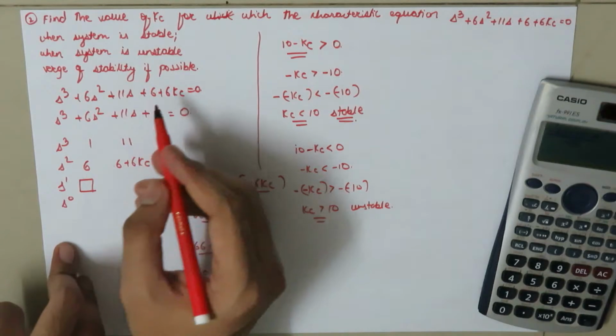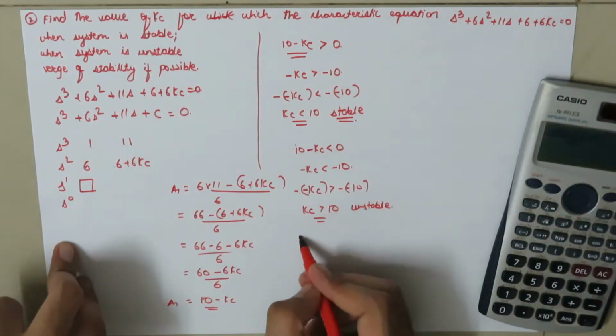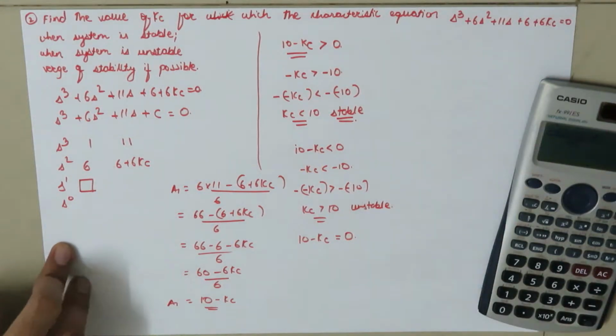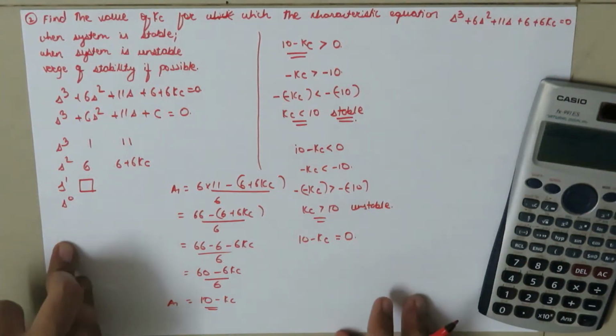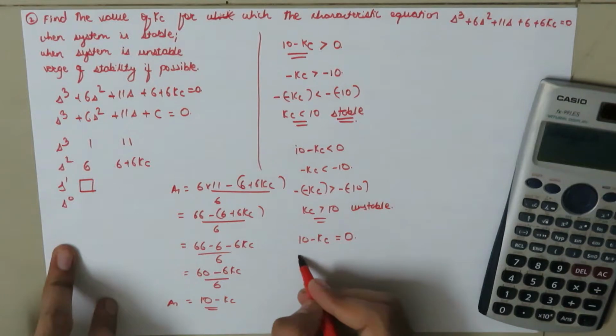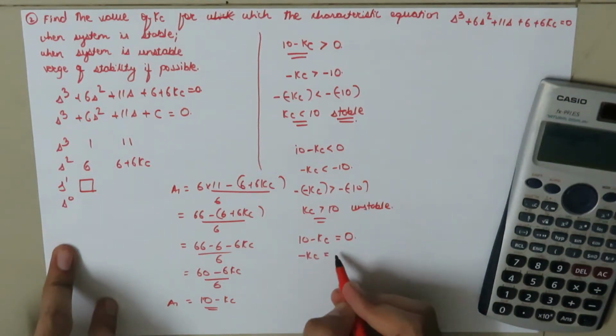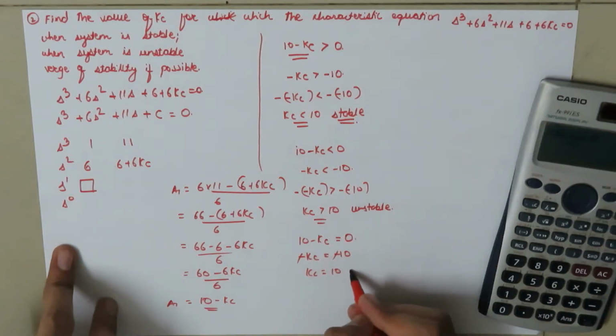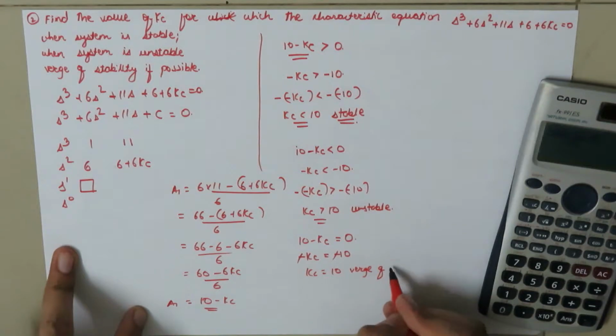and on the verge of stability, means 10 minus Kc should be equal to 0, then the system will be called the marginally stable system. So this will be negative Kc should be equal to negative 10. So Kc should be equal to 10 for verge of stability.